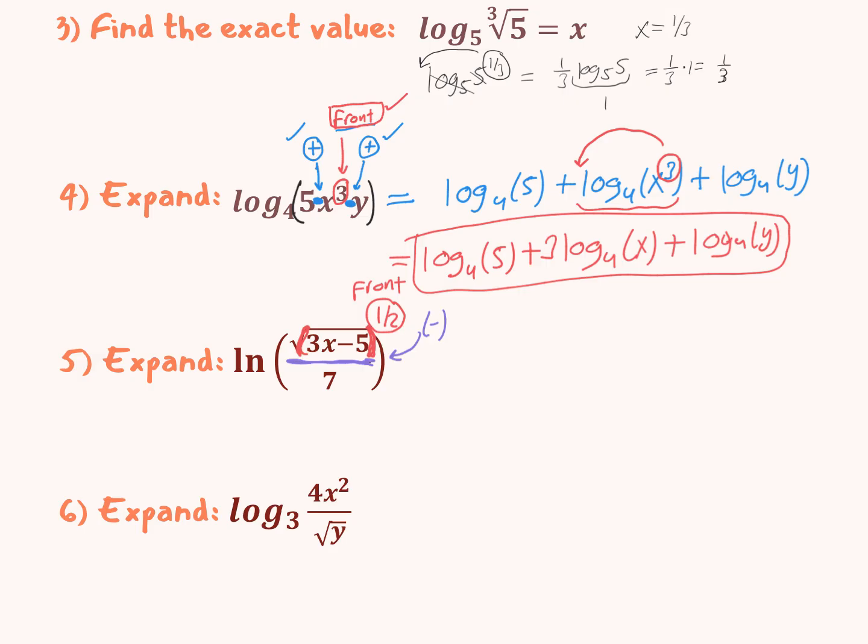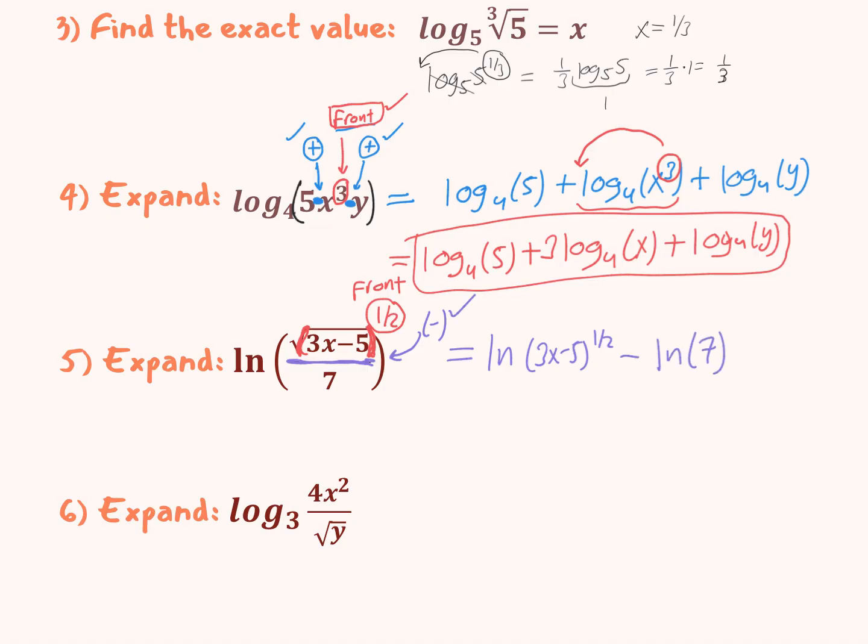Once again, I would go one at a time. I would do the multiplication division first from left to right. I would take the entire thing on top, which is ln of 3x minus 5 to the 1/2, minus the entire thing on the bottom, ln of 7.